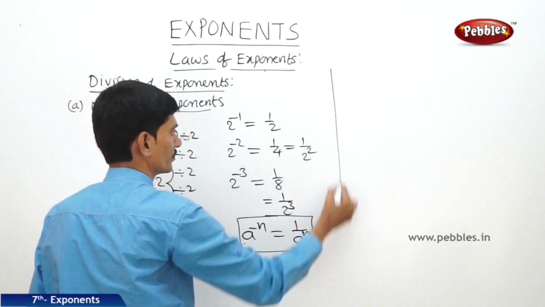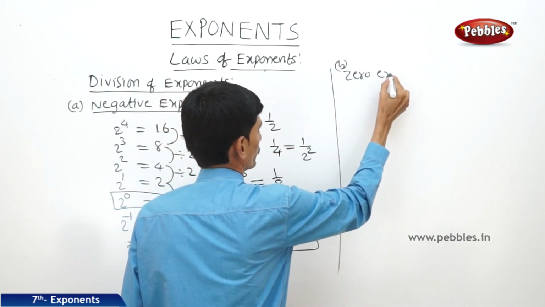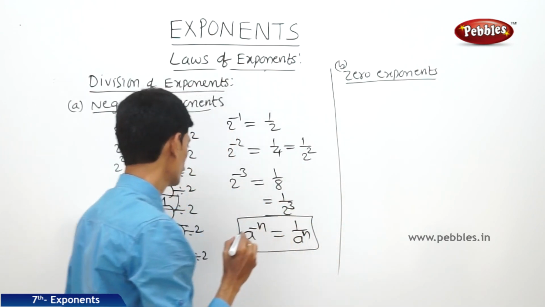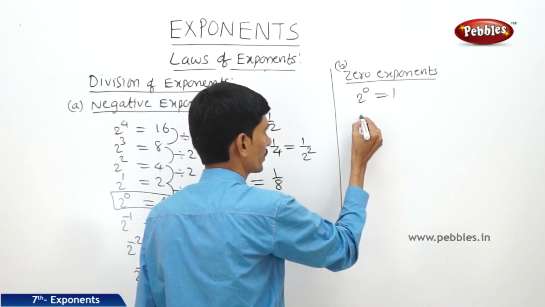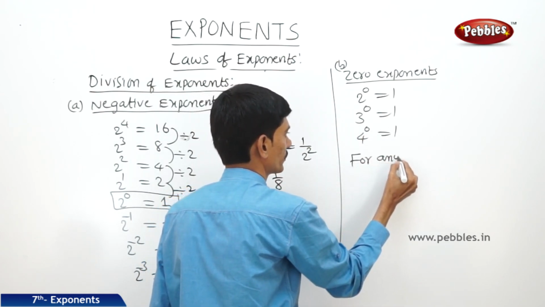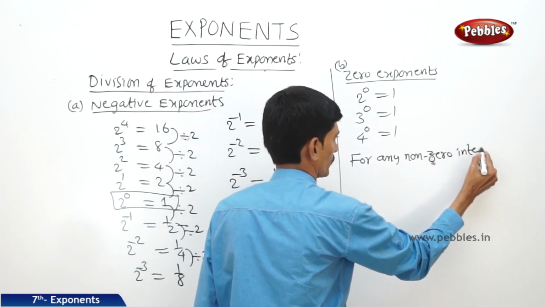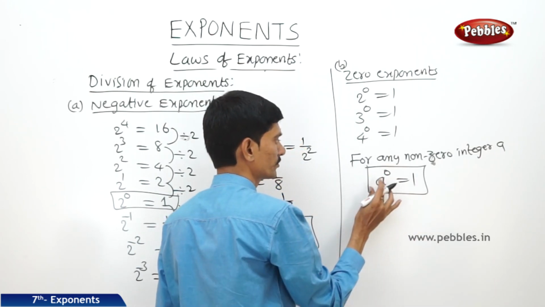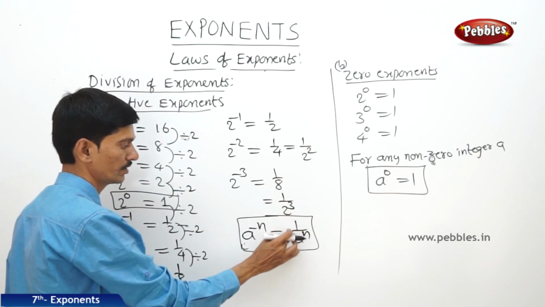Now the zero exponents. As we have already observed here that 2 to the power of 0 equals 1, similarly 3 to the power of 0 equals 1, 4 to the power of 0 equals 1. Then in general for any non-zero integer a, a to the power of 0 equals 1. So any non-zero number raised to the power of 0 is 1, and when we take the negative exponent, then a to the power of minus n equals 1 by a to the power of n.